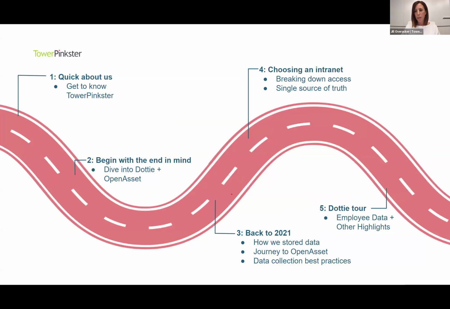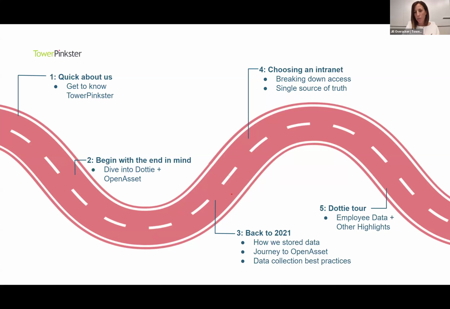So this is our roadmap. As Susan mentioned, we're going to start with a really quick get to know TowerPinkster, just to level set as to who we are and also what has been going on in the organization for the last 3 years or so. We're going to then dive right into Dottie, which is our intranet, and also into OpenAsset. So we get a sense of where we are today.